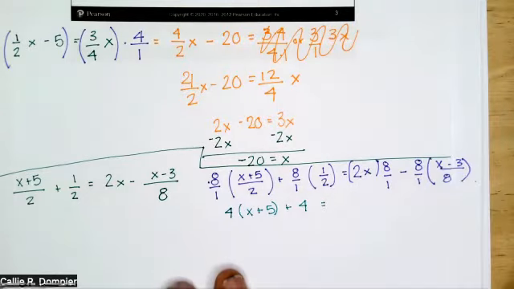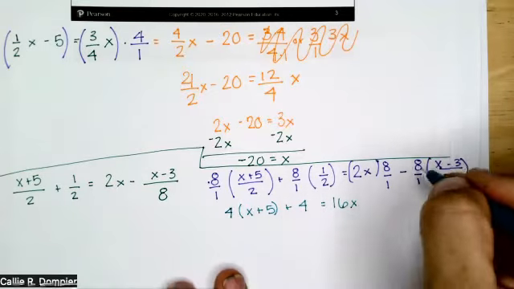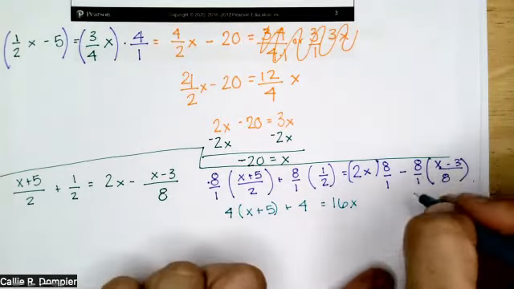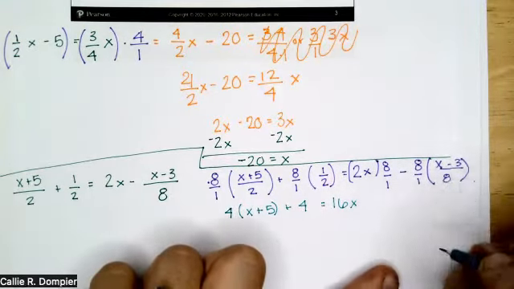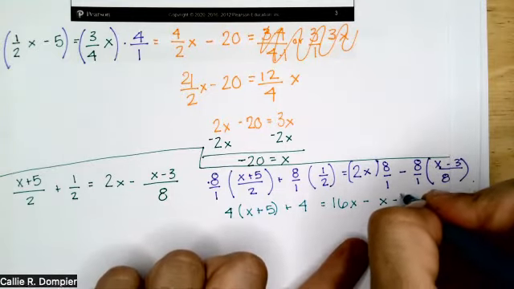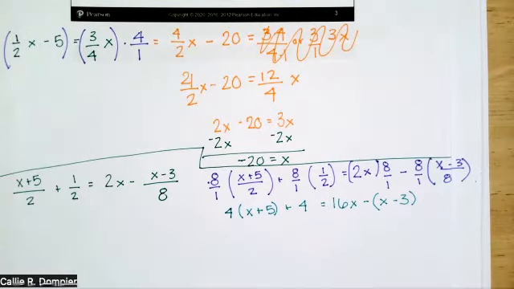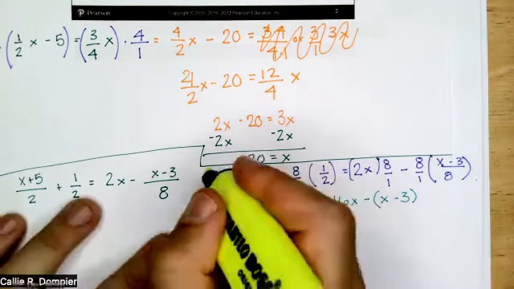2x times 8, that becomes 16x. X minus 3, 8, but it's being divided by 8, so that cancels out. So we just say minus x minus 3, preserving the parentheses. That's very important. Okay, so here we took the 8 and the 2.